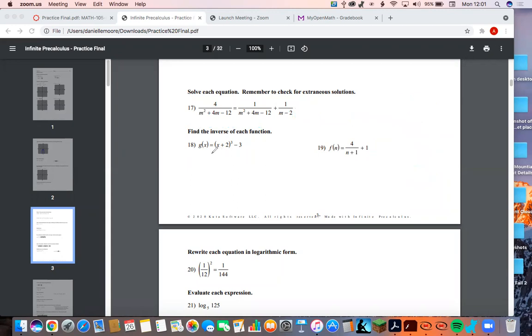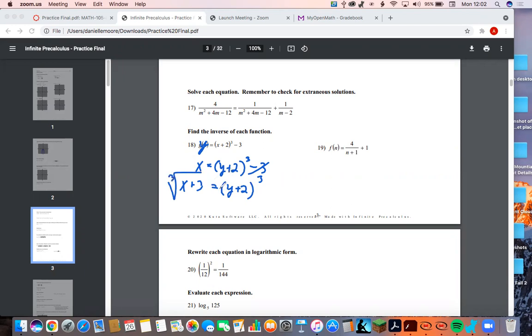Now number 18, we have to find an inverse here. Remember how that goes: call it a y and then switch them. So now we have x equals y plus 2, to the third, and then take away 3, and then we'll just solve away. I'll get the plus 3 over here to get rid of that minus 3, and now we have y plus 2 to the third equals x plus 3.